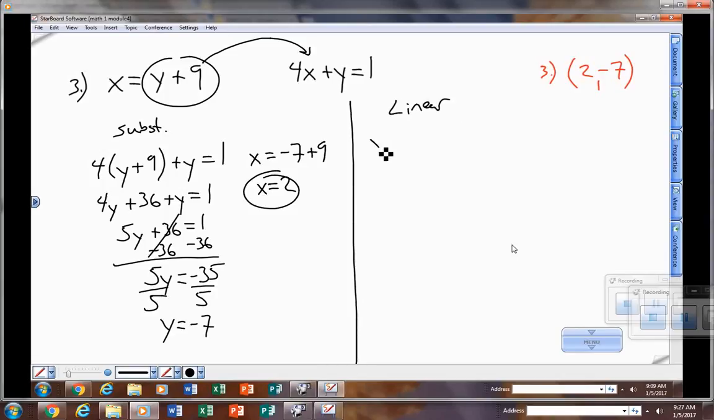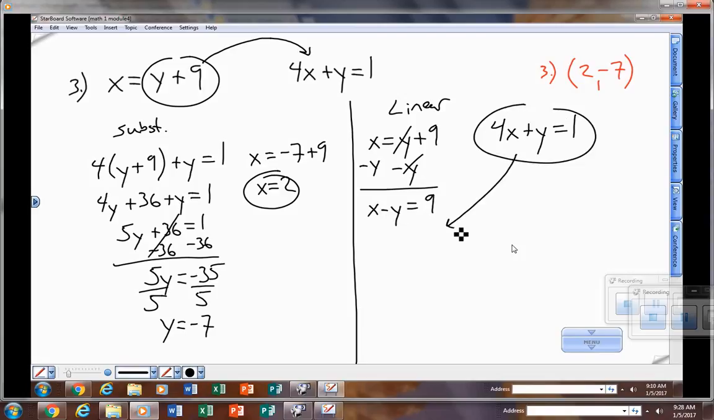Linear combo will give me the same answer, but I will need to make sure they're able to stack on top of each other. So again, I will have to take that first equation and take away y on both sides. That will give me x minus y equals 9. The other equation I'm going to stack right underneath to get that 4x plus y equals 1. When I add straight down, I get 5x. The y's cancel. 9 plus 1 is 10. And divide both sides by 5, I get that same x equal 2 answer.